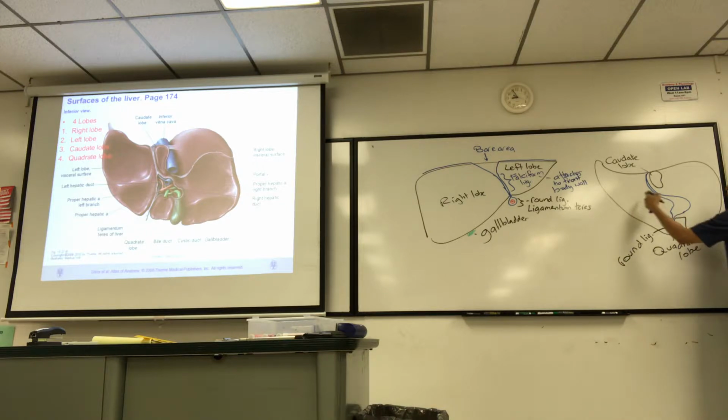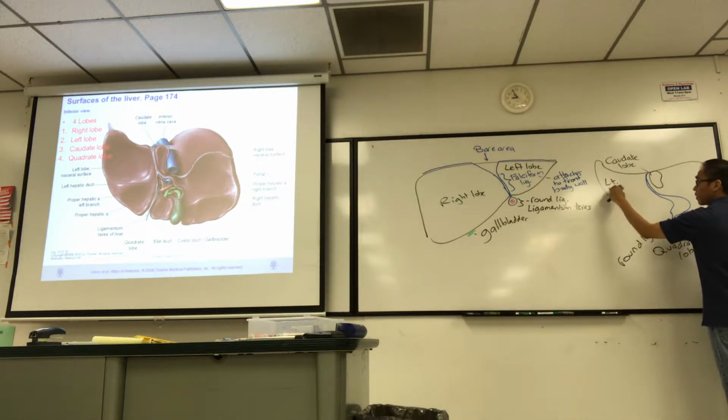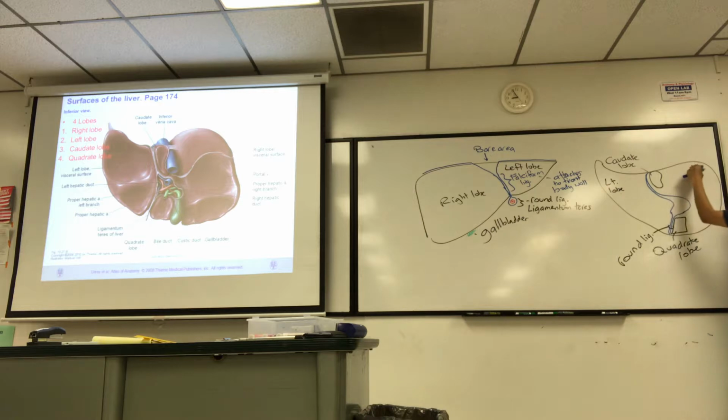And it's still, the left lobe is smaller here. Left lobe. Right lobe bigger. And right next to, on the right side, is gallbladder.